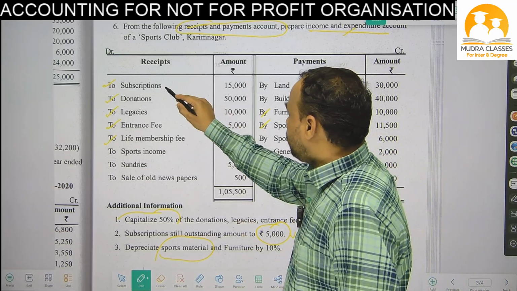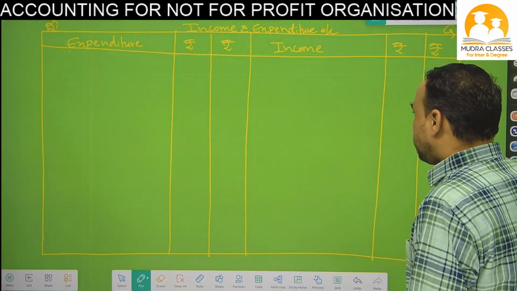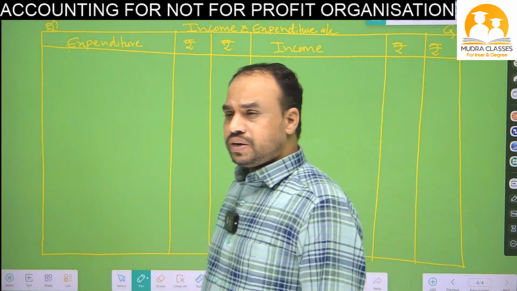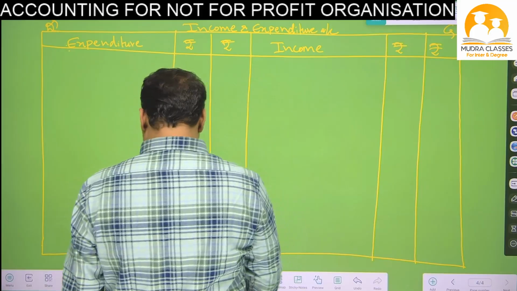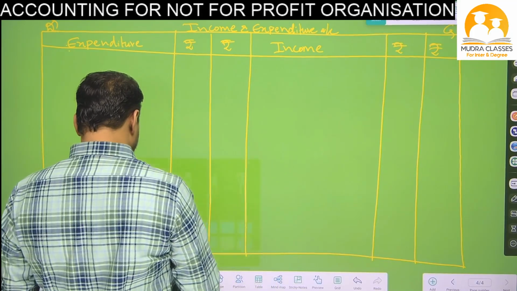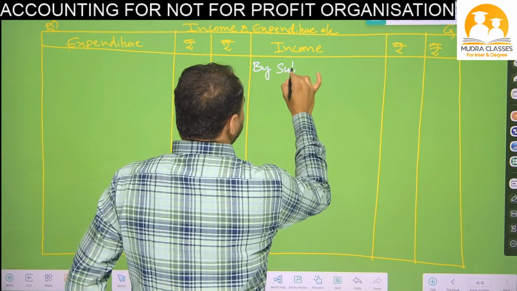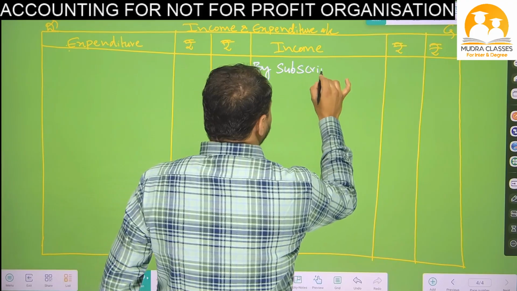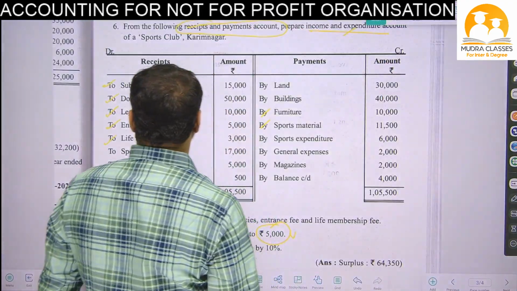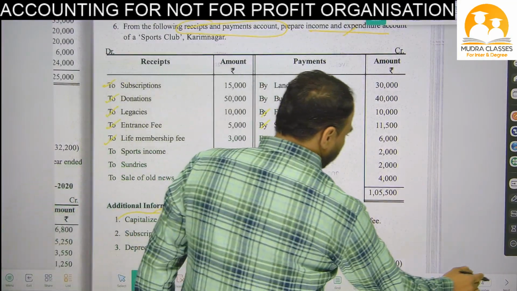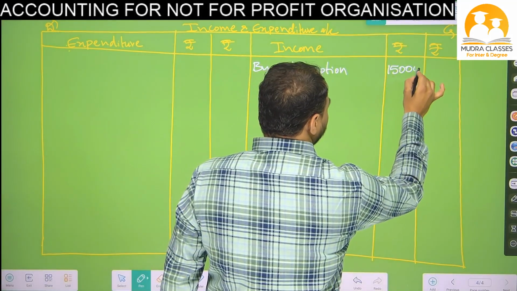So what is the first item given here, beta? Subscription is given. It is the main source of income. Already I explained in the previous class, so go and watch that introduction class. Now in the income and expenditure account, on the credit side, we have to write the first item, subscription. By subscription, write the amount in the inner column, beta, because we have adjustments. How much, beta? 15,000 rupees. So write the amount in the inner column because we have adjustments.